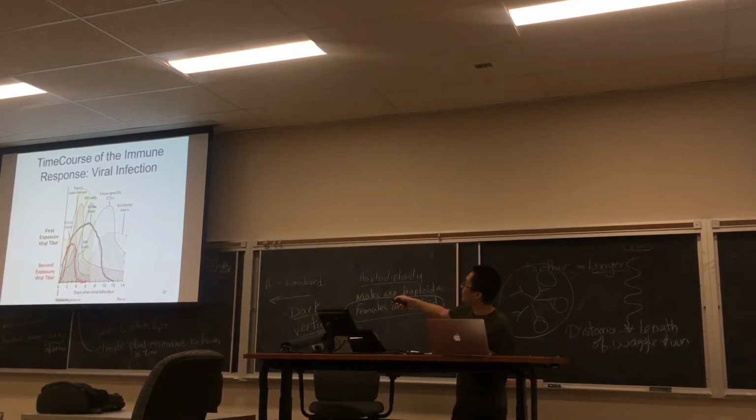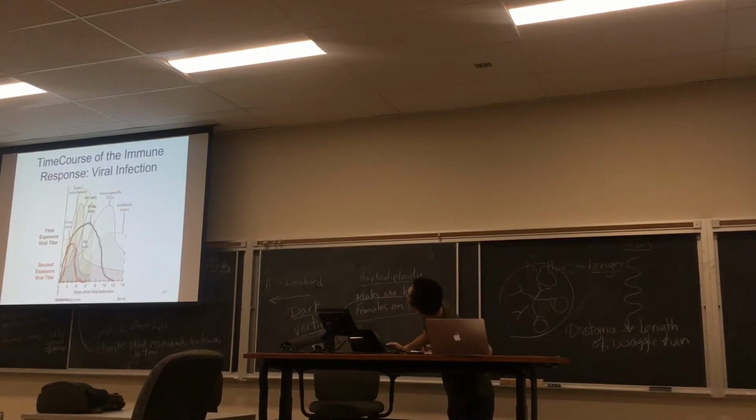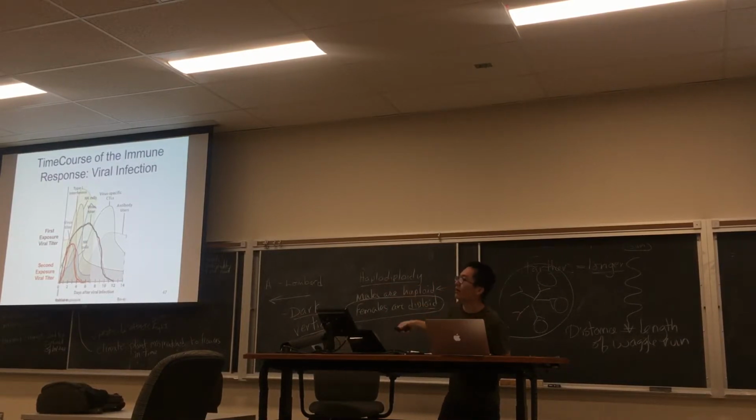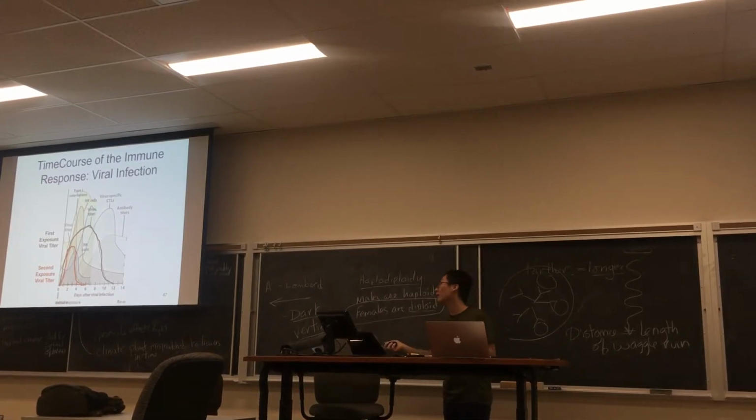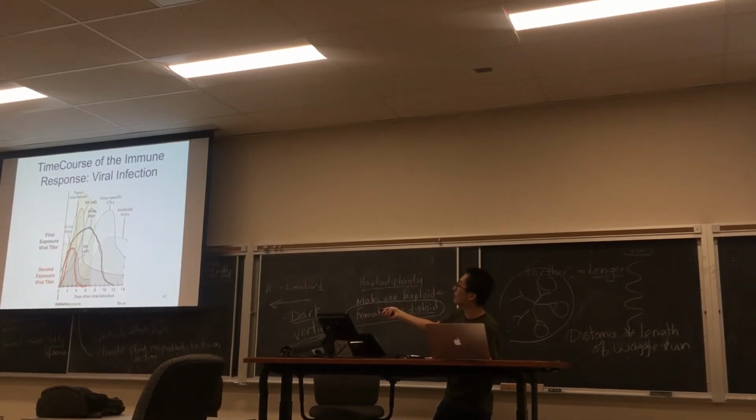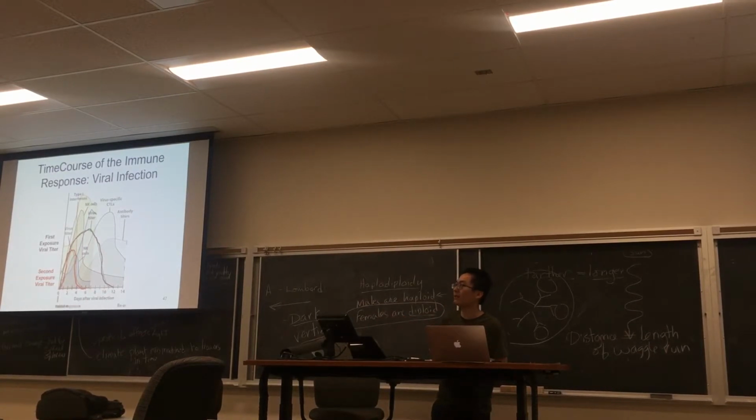So this slide, I'll just show you again, if you draw it together, you can see the virus titer. The first time is larger and broader, that means the virus has more replication, and the virus is lasting longer in your body. But if you have the second exposure, because the specific immune system is triggered, they can limit the size of the virus in the body.